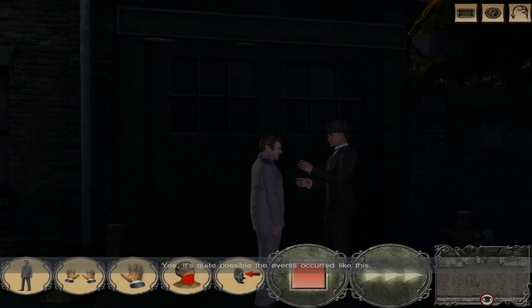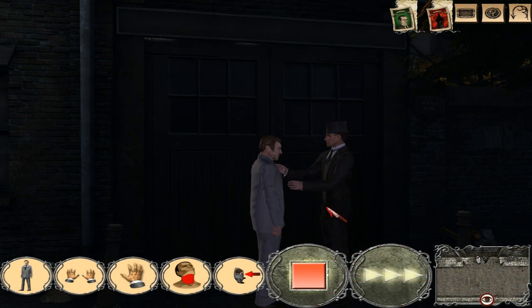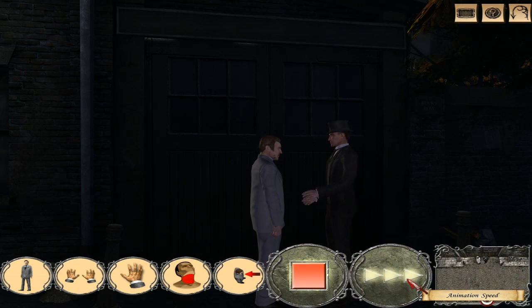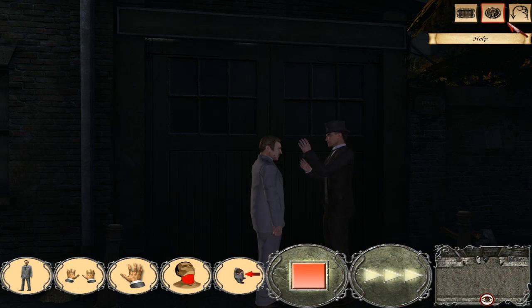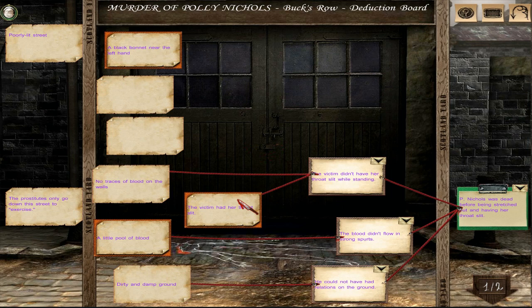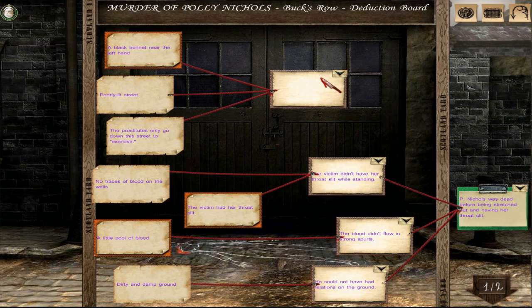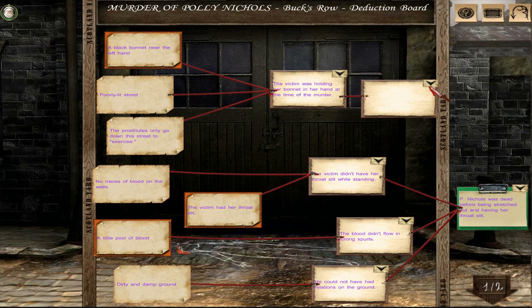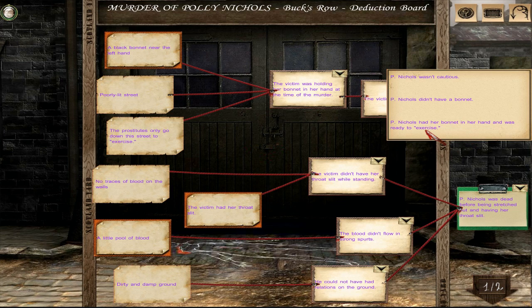Yes, it's quite possible the events occurred like this. Wait, but wasn't he left-handed? Alright. Moonlit Street. The prostitutes only go down this street to exercise. That means... I wasn't afraid. Therefore... wasn't cautious? No. To exercise, yeah.